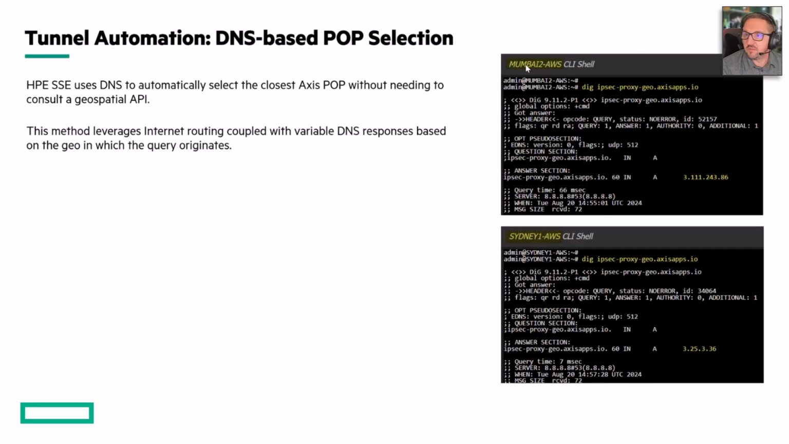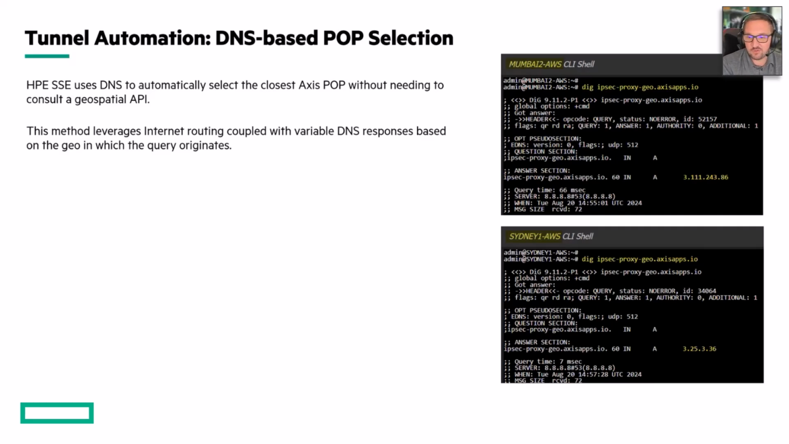I'm on the Mumbai AWS EdgeConnect hub, and when I dig for IPsec proxy-geo, this is the domain name that's always used by all. It's hard coded. You cannot even change this in the Axis EdgeConnect automation. When we resolve this IP address, if we were in Mumbai, we get back 3.111.243.86. If I'm in Sydney, Australia, and I resolve the same host name, I get back a different IP, 3.25.3.36. And that's just a function of the way geospatial DNS works.